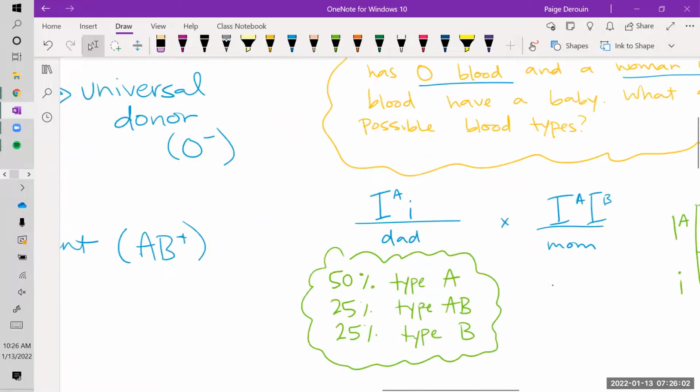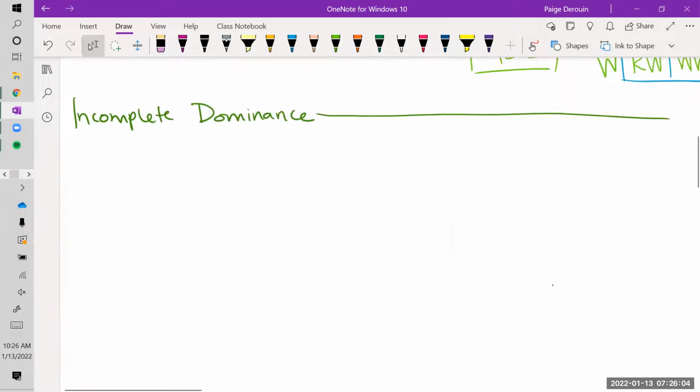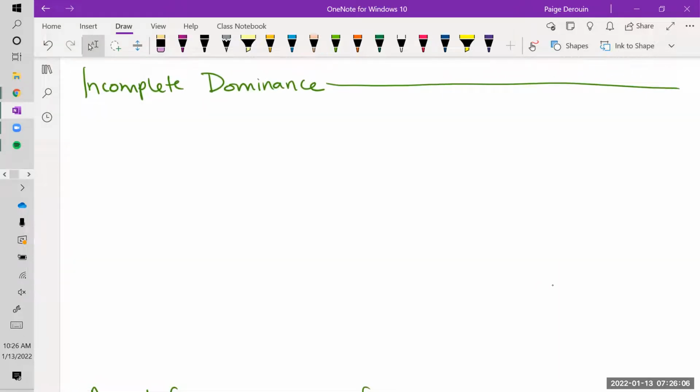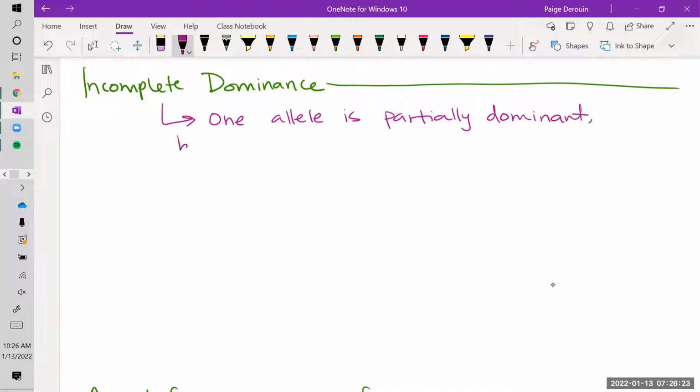Let's talk about one more type, which is incomplete dominance. And this is similar to codominance, but different. So this is going to be where one allele is partially dominant, but not all the way.